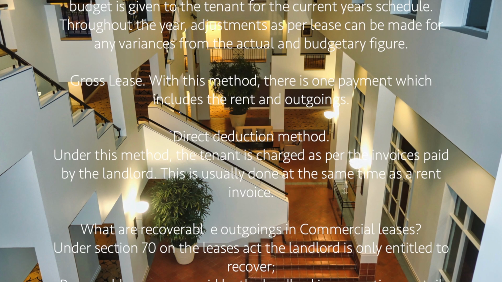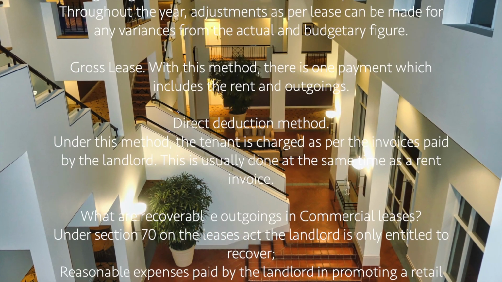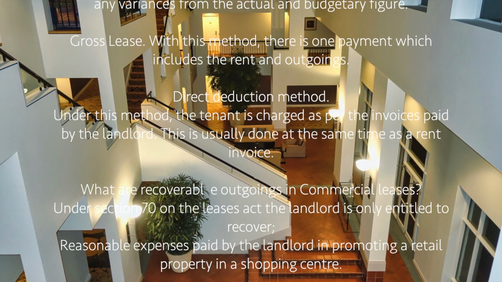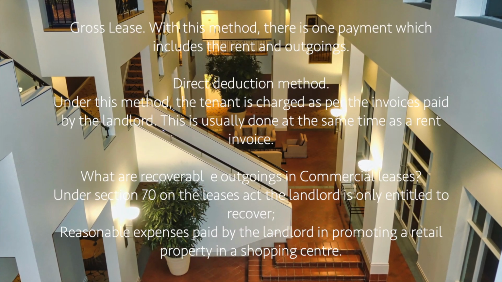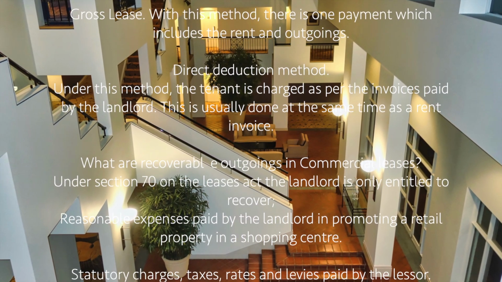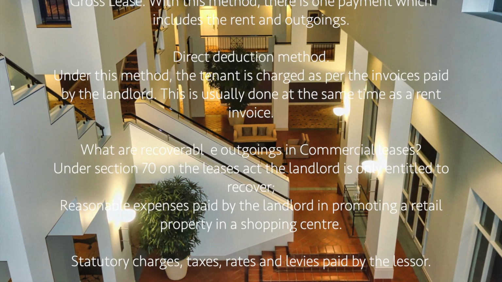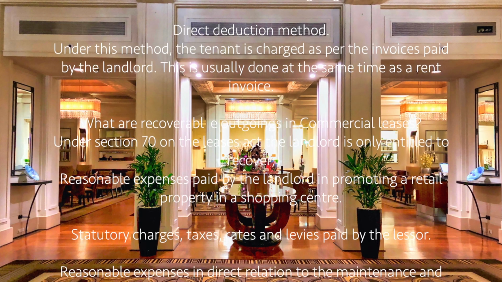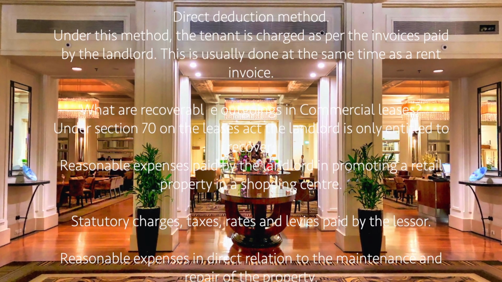Gross lease: with this method, there is one payment which includes the rent and outgoings. The direct deduction method: under this method, the tenant is charged as per the invoices paid by the landlord. This is usually done at the same time as a rent invoice.